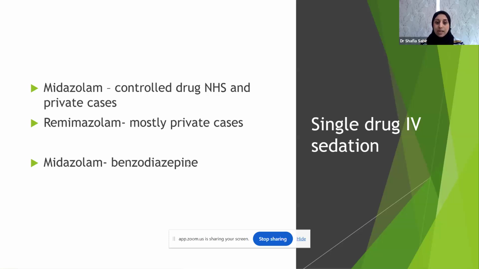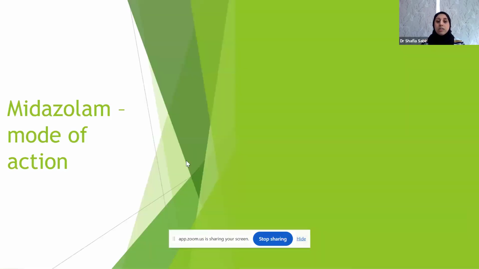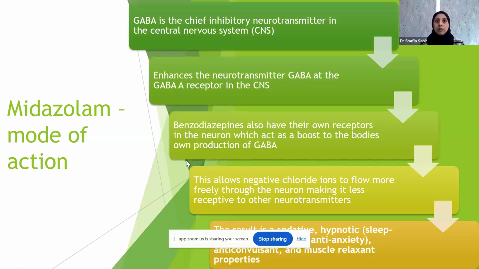Midazolam is a benzodiazepine, and we'll speak a little bit about benzodiazepines in the next slide. To understand what benzodiazepines do, there's a little flow chart here. This will probably take you back to second year pharmacology, but essentially what a benzodiazepine does is it works on something called GABA. GABA is the chief inhibitory neurotransmitter in the central nervous system. Think of your nervous system as a car on a track. GABA acts to put the brakes on that car in order to slow everything down and slow all the excitement down.